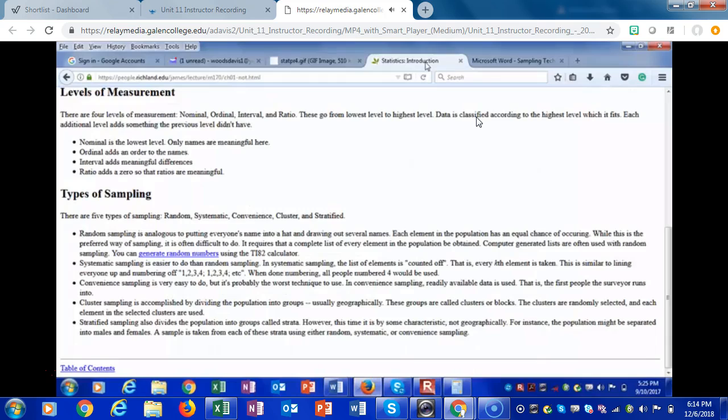All right, let's talk about sampling techniques. First things first. Random sampling. Each element in the population has an equal chance of occurring.